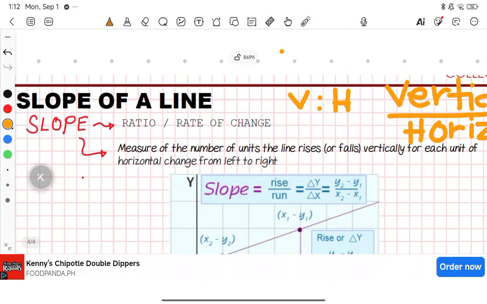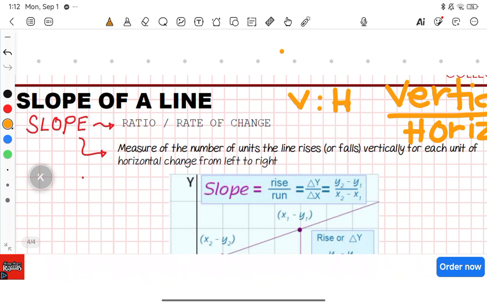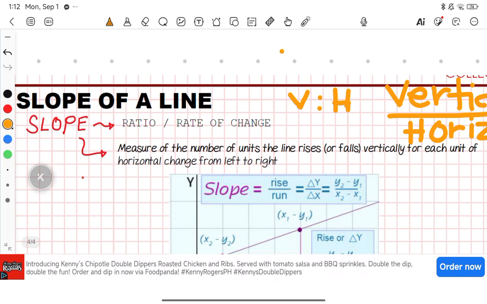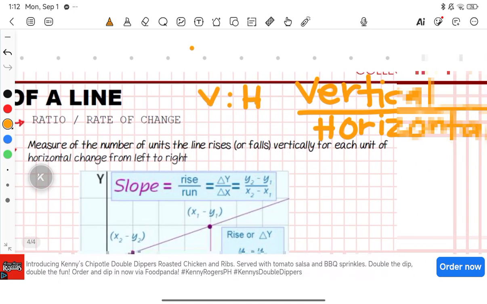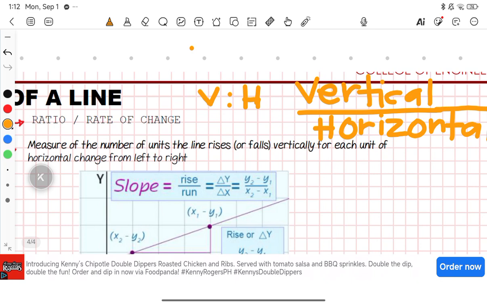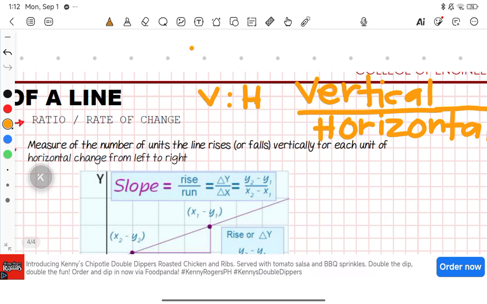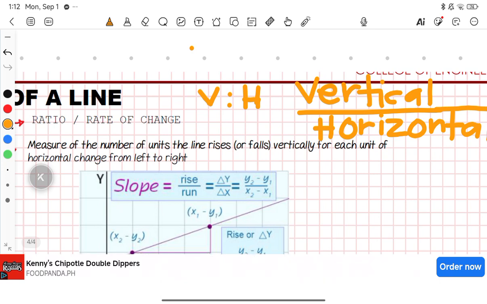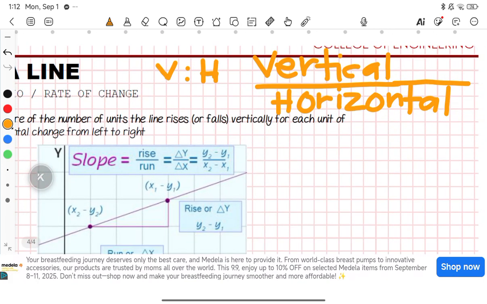Ayan. Pero sabi daw dito, ito ay slope. Slope is the measure of the number of units the line rises or falls. So, meaning pwedeng tumaas, pwede din pababa vertically for each unit of horizontal change from left to right. So, ibig sabihin, ito na yun, nasulat na natin kanina. The number of units the line rises with respect to or over a unit of horizontal change.